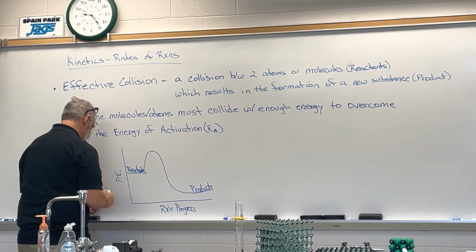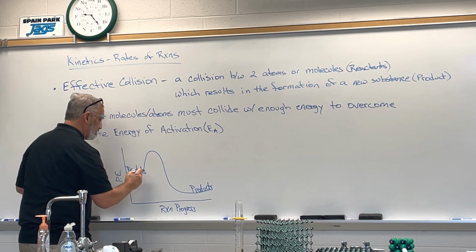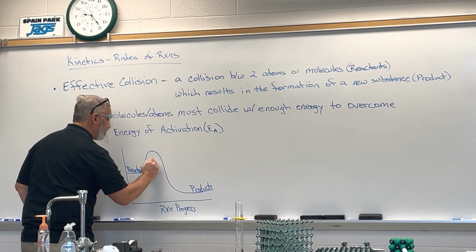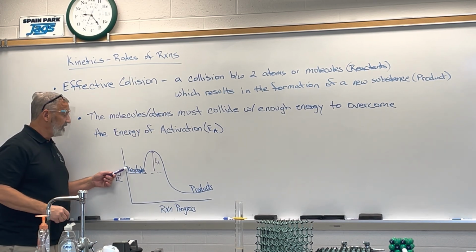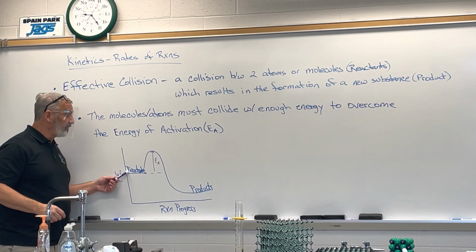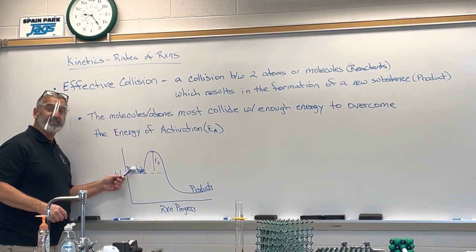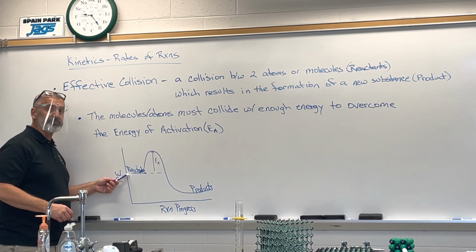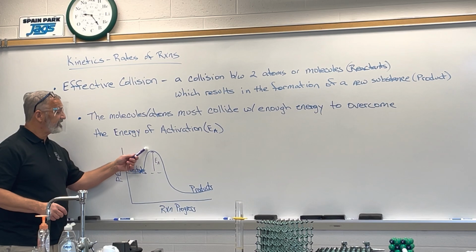We're going to have a certain amount. This is my EA. So if we're at a low temperature, these reactive molecules bump into one another, but they don't have enough energy. They just go halfway up the hill and then back down. Halfway up, back down. Okay? But if they have enough energy, they can make it to the top.